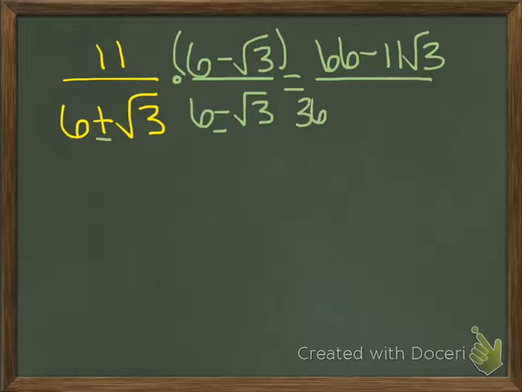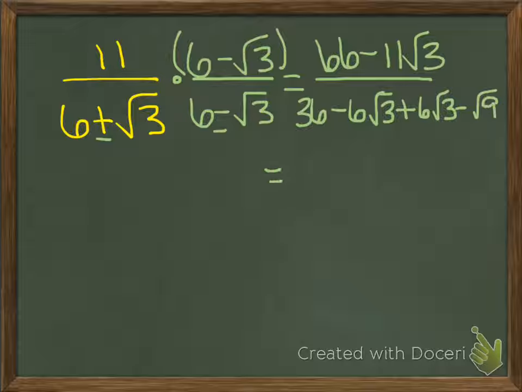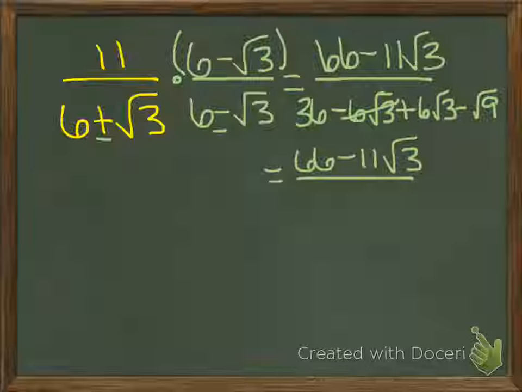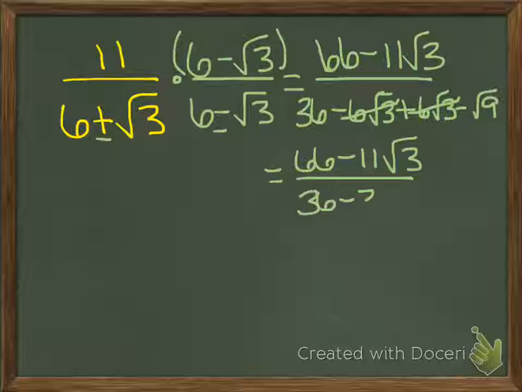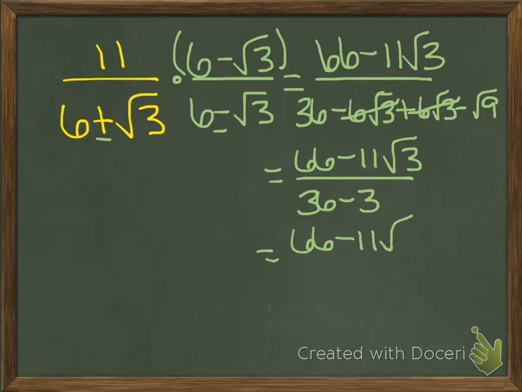6 times 6 is 36. The outer becomes negative 6 square root of 3. The inner becomes positive 6 square root of 3. And the last becomes the square root of 9. So again, the numerator stays the same. The negative 6 square root of 3 and positive 6 square root of 3 cancel out. Square root of 9 becomes 3. 36 minus 3 becomes 33.